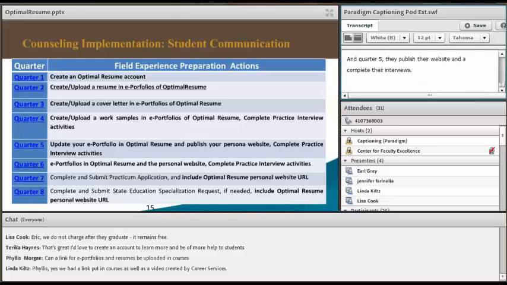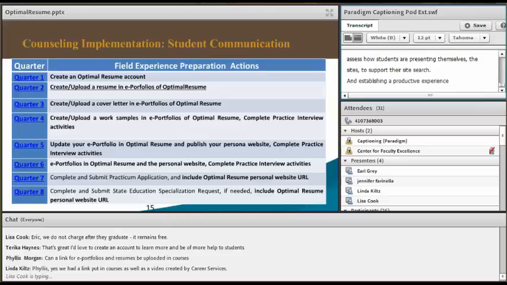And part of the application is the students have to provide us with their personal link in Optimal Resume so we can review their resume and so forth. The other challenge that we have found is students struggle to find field experience sites. So by having this tool, we're able to more efficiently assess how students are presenting themselves to sites to support their site search and establishing a productive experience for field experience.